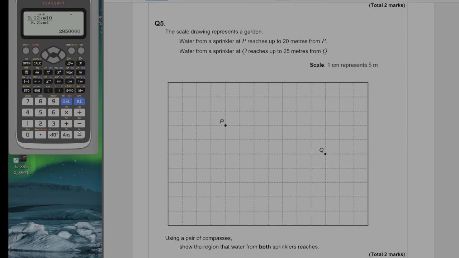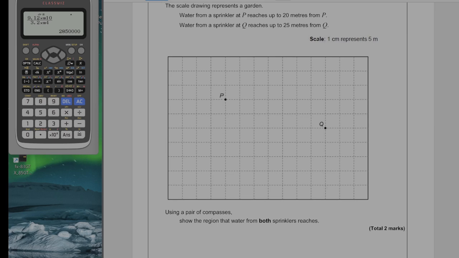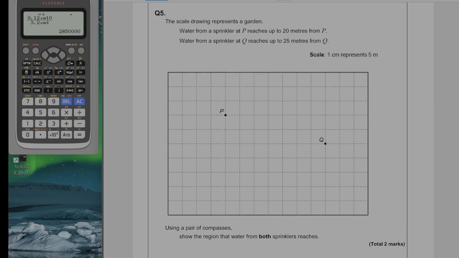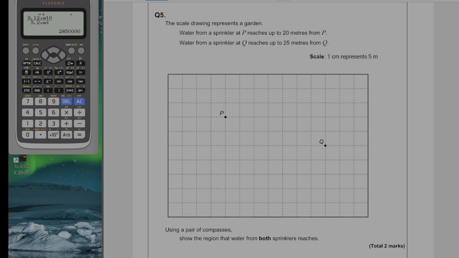Right, the scale drawing represents a garden. Water from a sprinkler P reaches 20 meters from P. Water from sprinkler Q reaches 25 meters from Q. Using a pair of compasses, show the region that water from both sprinklers reach. Okay, so I'm going to need to take this into a slightly different format, just so I can draw circles.